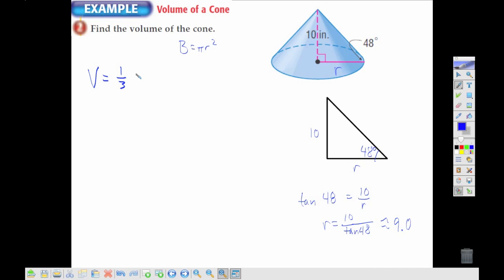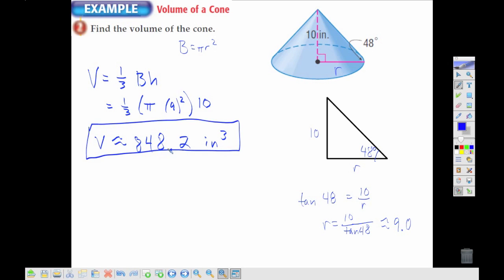Our volume then would be, again, 1/3 of the base times the height. So we'll use, for our base, pi r squared times the height, which is 10, and that's going to come to about 848.2 inches cubed.